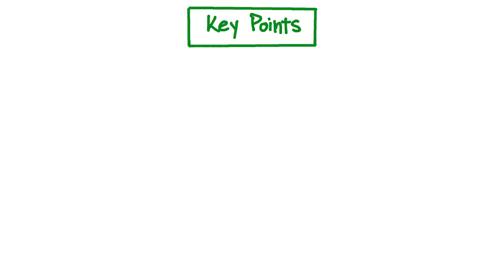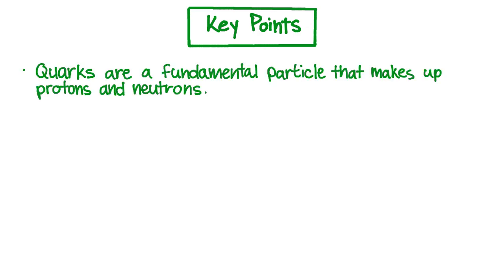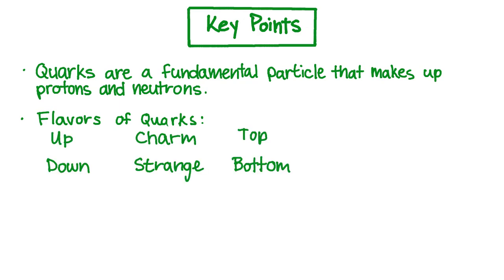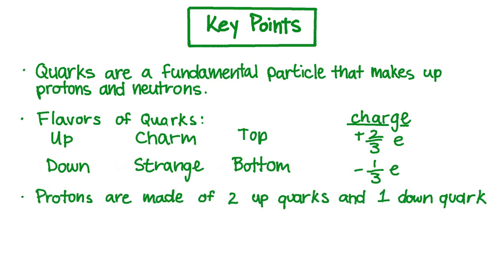Now let's sum up this video with the key points. Quarks are a type of fundamental particle that makes up protons and neutrons. There are 6 types of quarks, which are called flavors. The 6 flavors of quarks are up, down, charm, strange, top, and bottom. The up, charm, and top quarks have a charge of +2/3 e, and the down, strange, and bottom quarks have a charge of -1/3 e.